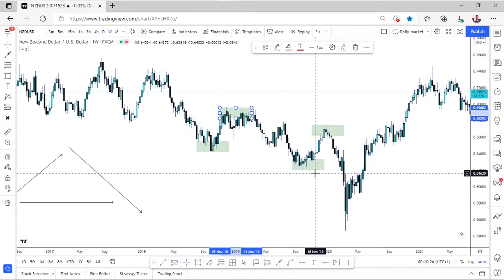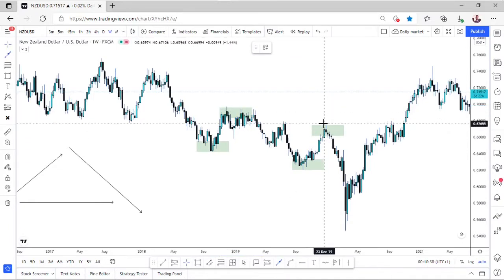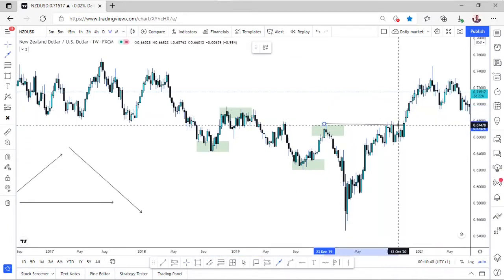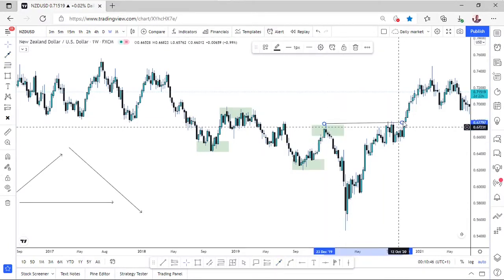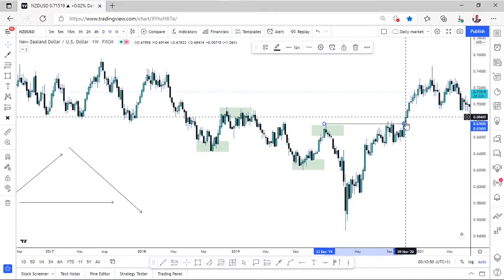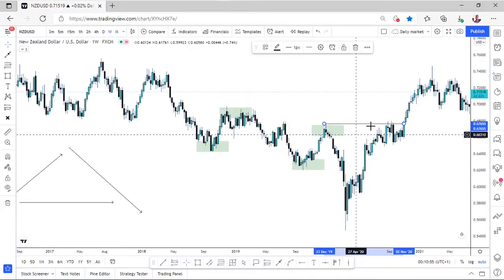The structure of the market only changes when the market comes to take out a significant high. In a downward moving market, the structure only changes when the market comes to take out the last lower high, which is this. At this point, this was where the structure of the market changed, when the body closed above this high.